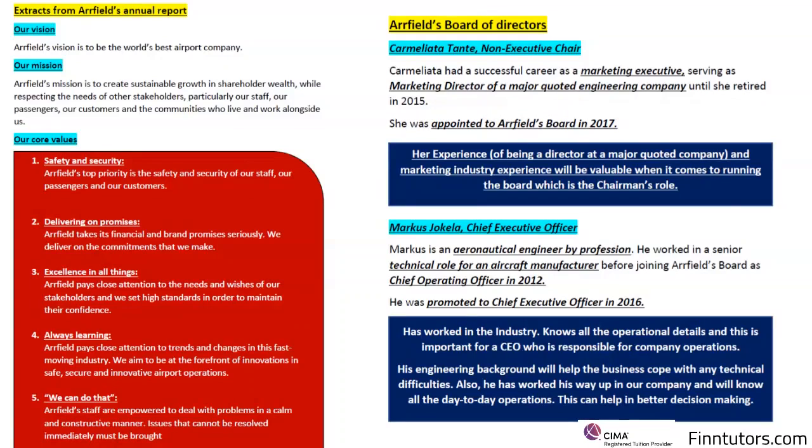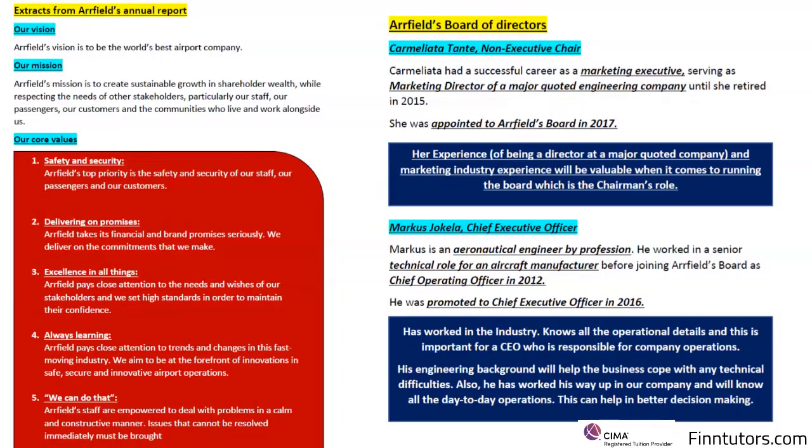So, what I want everybody to take out from this is, remember that this is the essence of my company. Whenever you are suggesting something, whenever you are taking a strategic decision, keep in mind that your vision is to become the best airport company. And you can include this as part of your mock answers. Your mission is to give back financially, plus take care of other stakeholders.